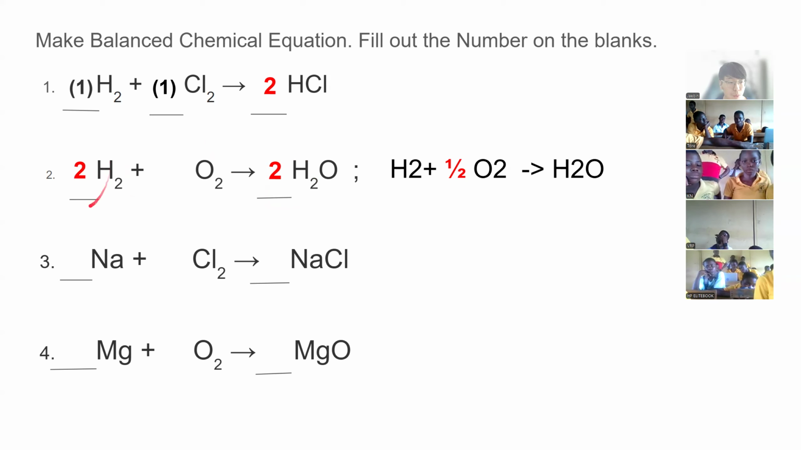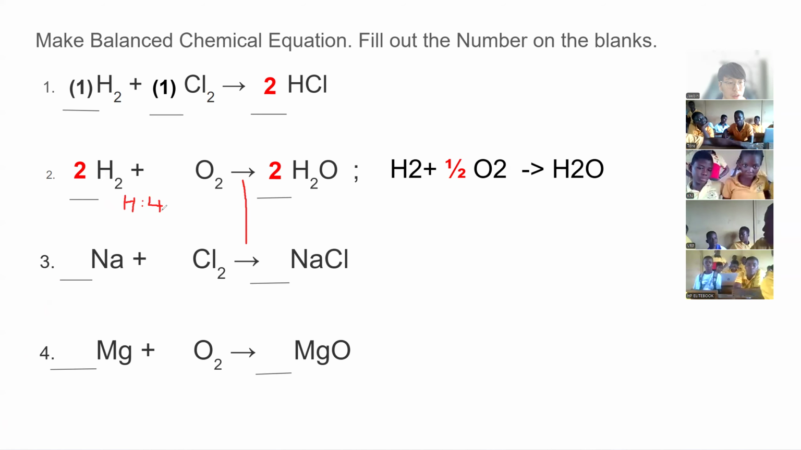What we can do here is multiply the H2 on the left by 2. This makes it 4 hydrogen atoms, and it balances it. We can double check it by counting each one. So 2 times 2, we have 4 hydrogen on the left. What I like to do is separate these two sides and label it. So H, we have 4 on the left. On the right, H, we have 2 times 2, so we also have 4.